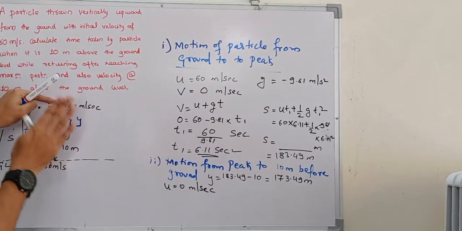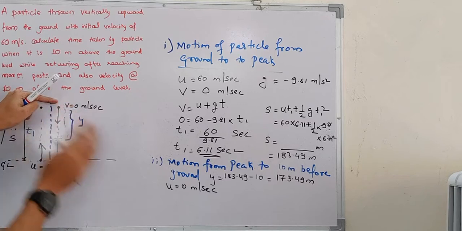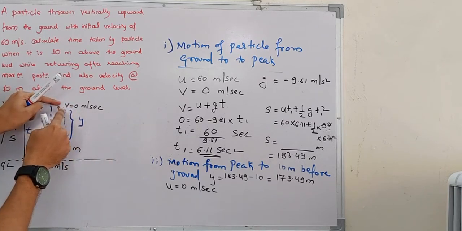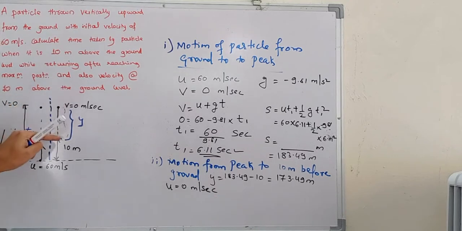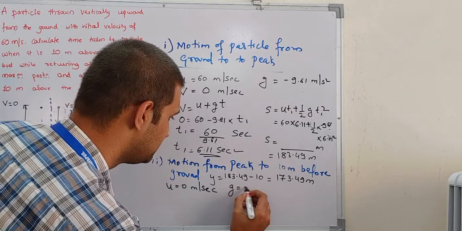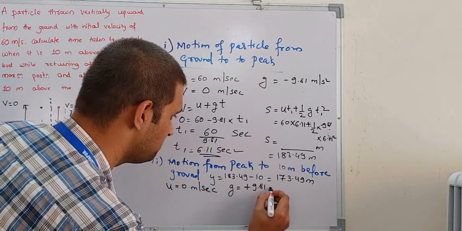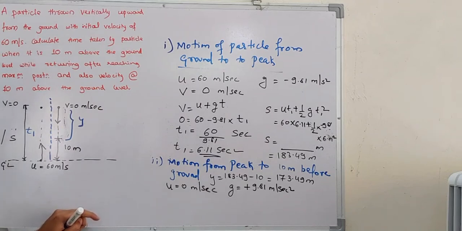Clear? So when it is in a state of rest, before returning back, your initial velocity at the peak will be 0 meter per second. While returning back towards the ground, we know that your acceleration due to gravity has to be plus 9.81 meter per second square.